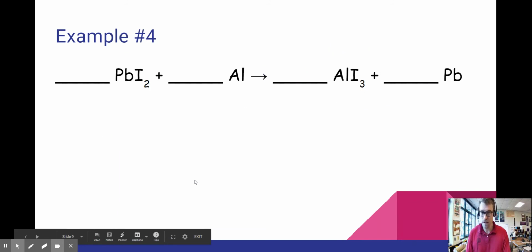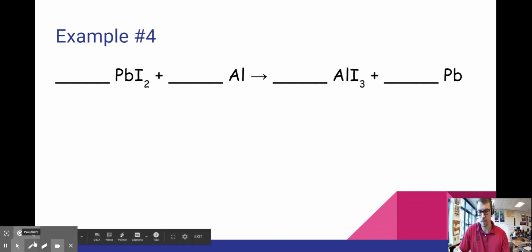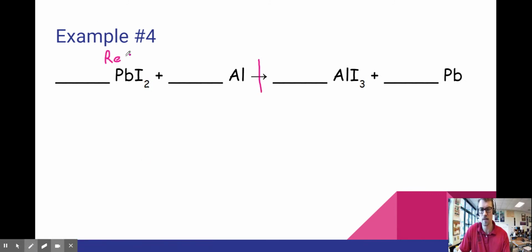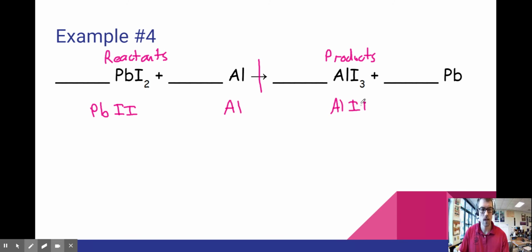All right, let's take a look at our final example here. I have PbI2 plus Al yields AlI3 plus Pb. So again, let's start off. Let's make sure we identify the reactants and the products, because we have to make sure that we're balancing between those two. So these are the reactants. These are the products. Okay, so let's start off. We have PbI2, we have aluminum, we have AlI3, and then we have Pb.